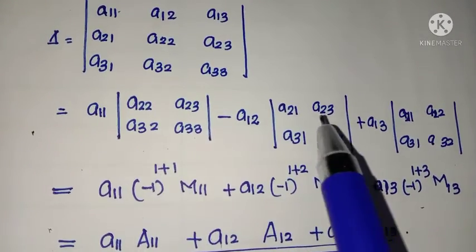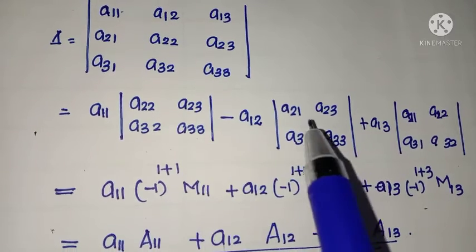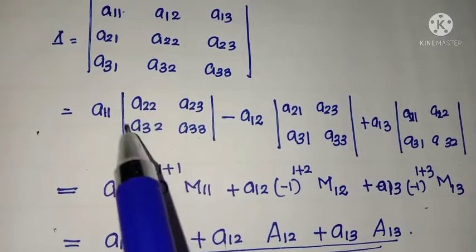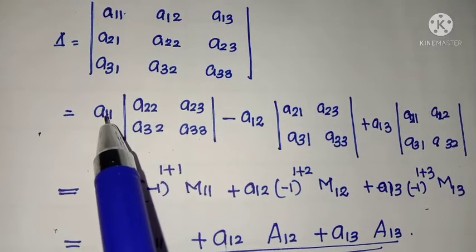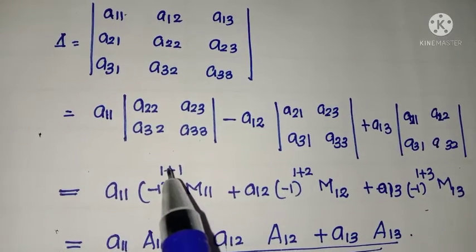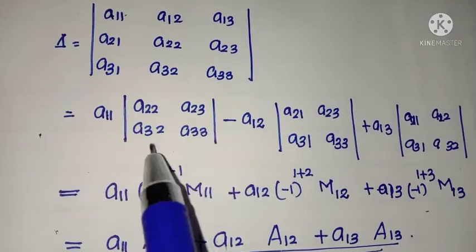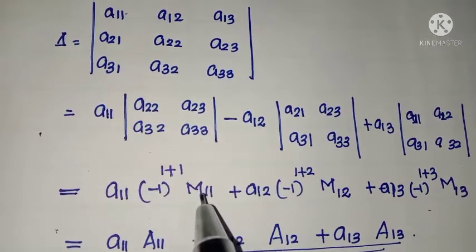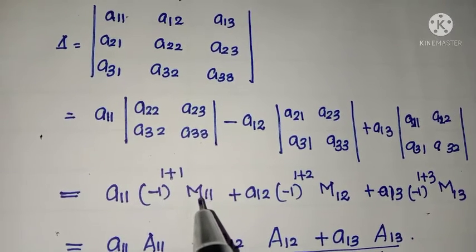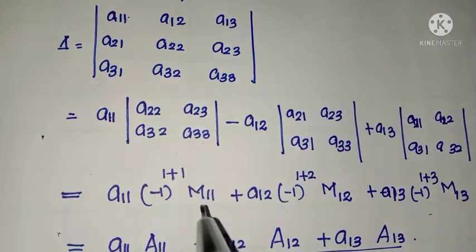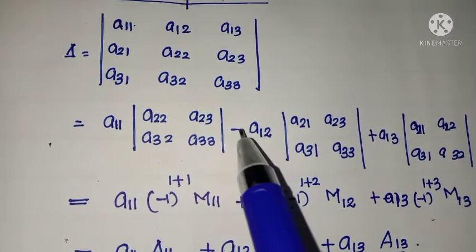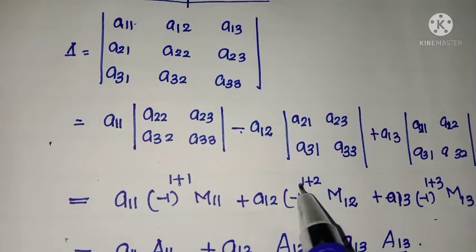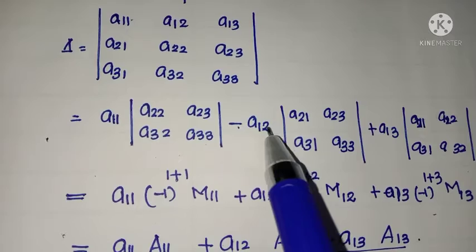Now look at these determinants and we can rewrite them as A11 into, listen, this is a positive quantity and using these suffixes we can write minus 1 raised to 1 plus 1, and this determinant is actually the minor of the element A11 that we already studied. Okay, so we can replace this determinant as M11 and this minus sign can be written as negative 1 raised to 1 plus 2 using the suffixes 1 and 2.